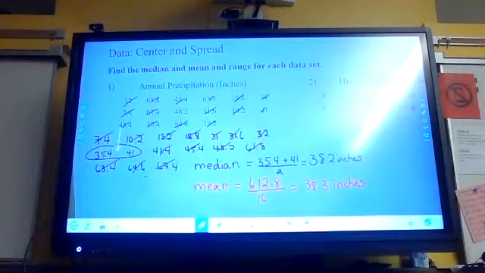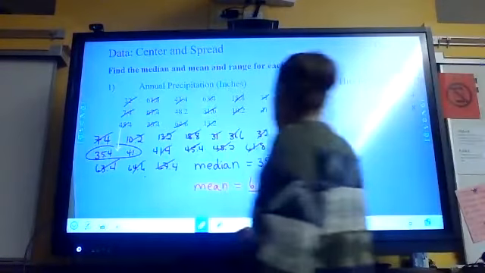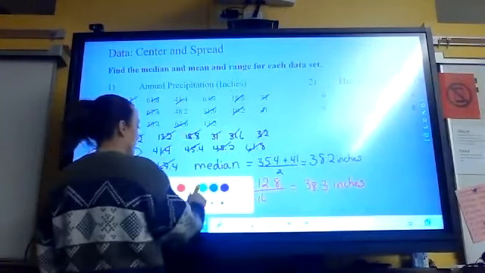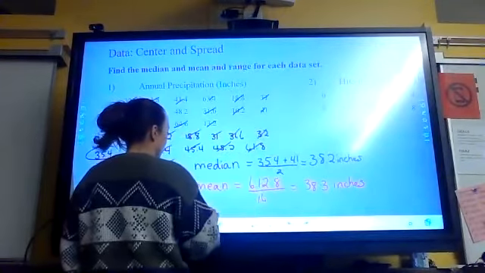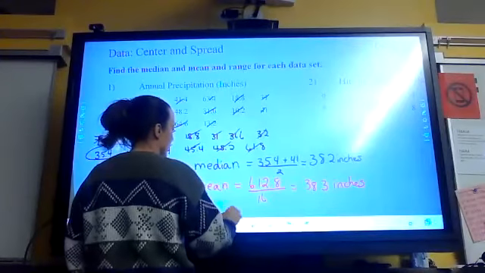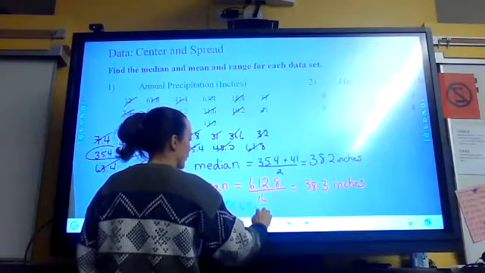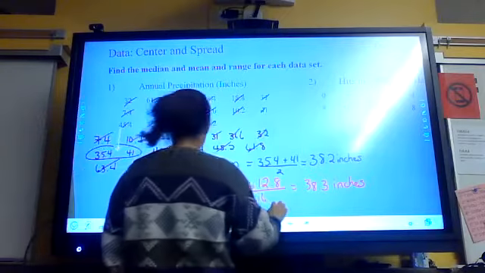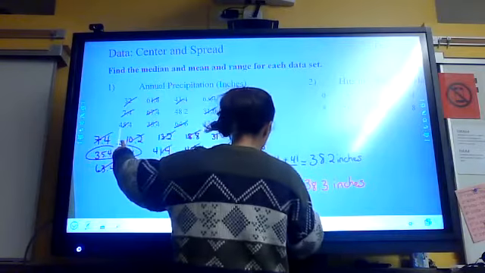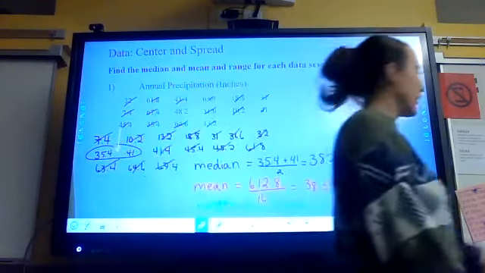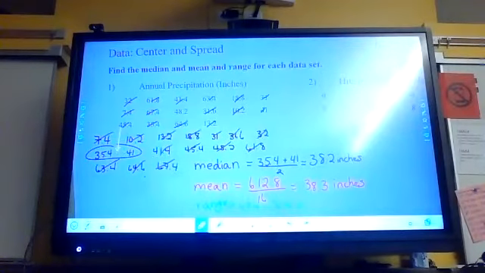So the last thing that you are asked to find is the range. I'll do that one in green. The range is the largest number, 67.4, minus the smallest, which is 7.4. Put that into your calculator, okay? It's the largest number or the maximum minus the minimum, which is 60 inches.